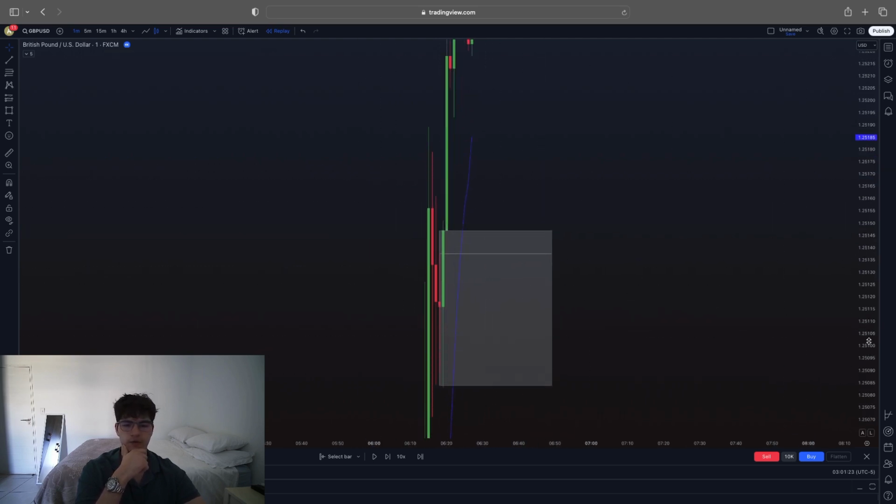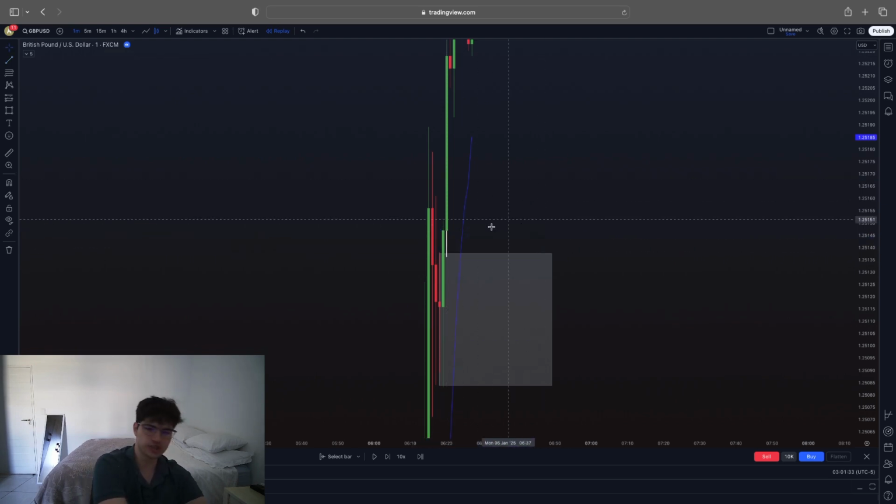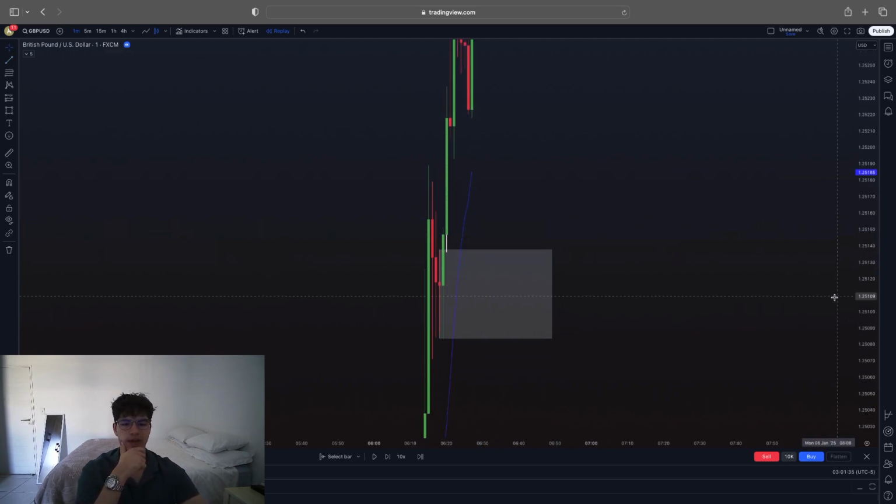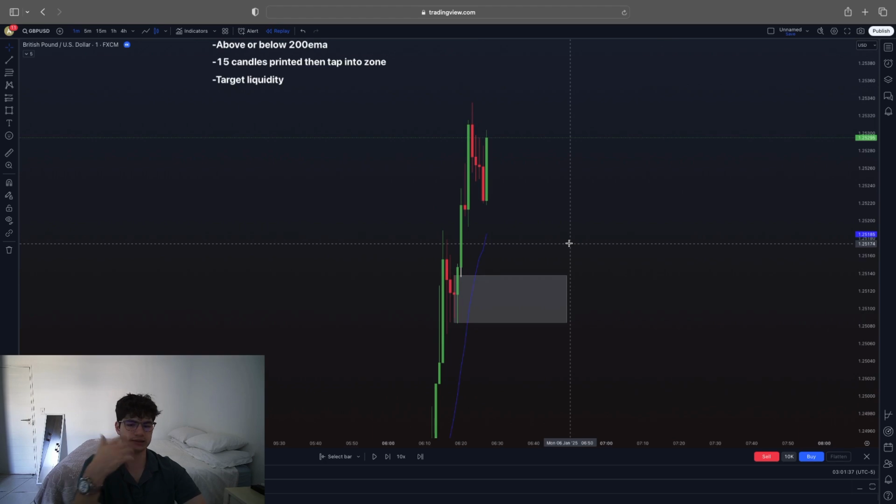If, for example, this green candle had created a wick, and the wick would come from the bottom of the candle and tap into our zone, just like that, then there would be no gap, and that would just be considered a low probability demand zone. So we are only looking for high probability demand zones.